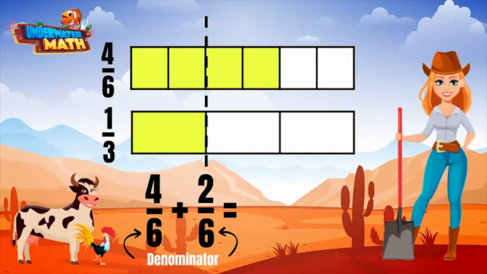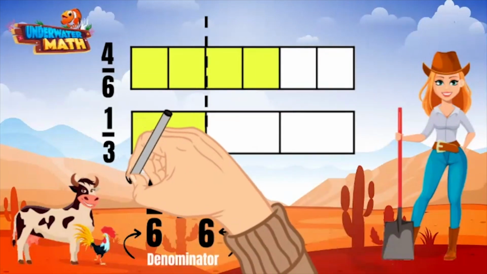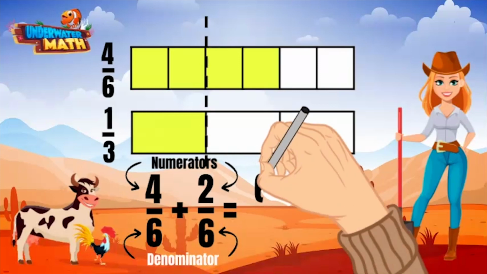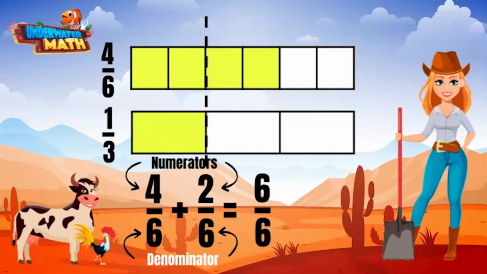When adding and subtracting fractions, you only add or subtract the numerators. The denominator always stays the same. That's why we needed to find a common one. 4/6 plus 2/6 equals 6/6. Look at that! I finished harvesting that field.